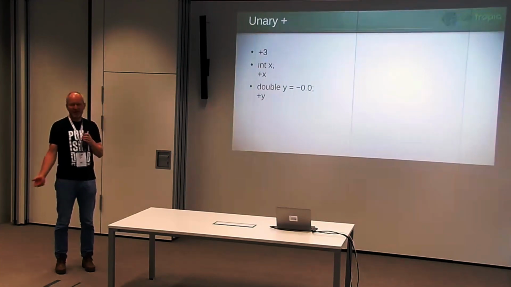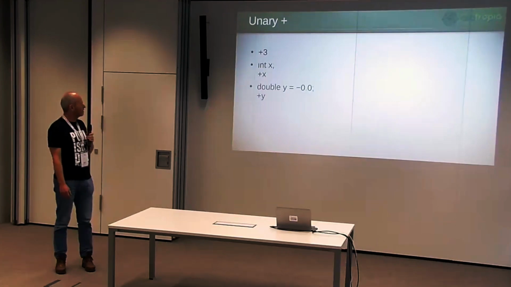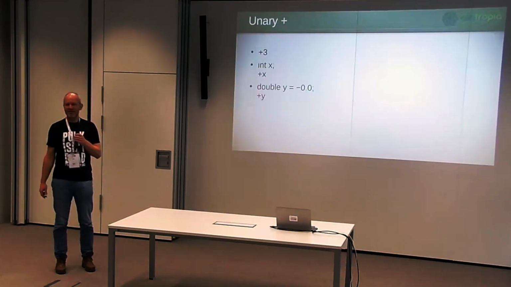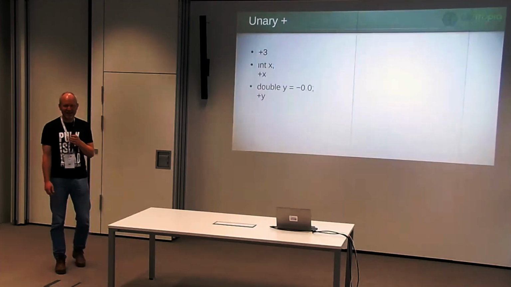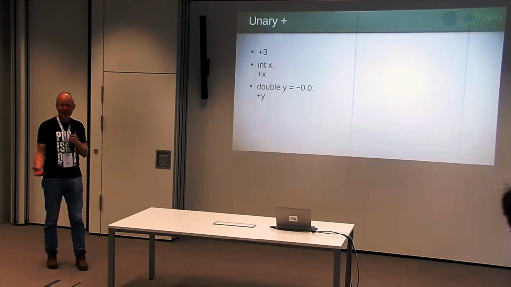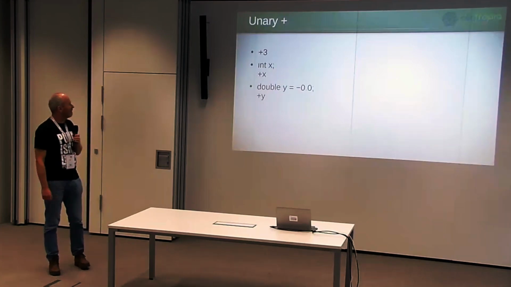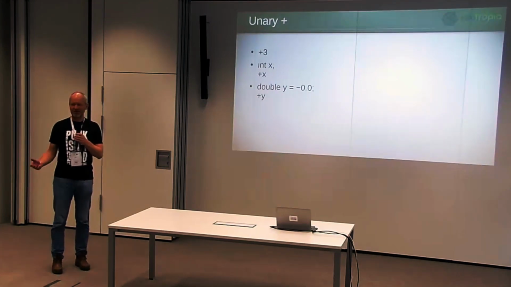Plus 3 is the same as 3. What's the plus minus 0? Does anybody know? Minus 0, still. So that's mathematics for C++ programmers. Because the definition of unary plus is just to take the argument and return it unmodified.